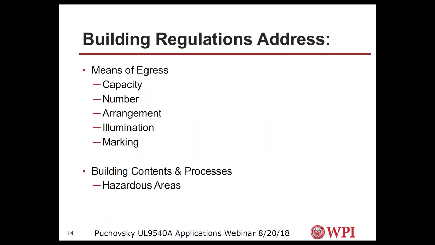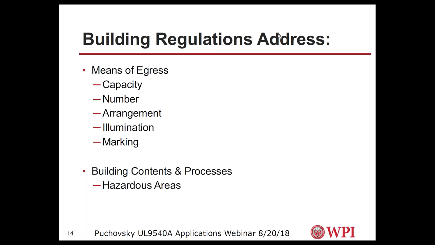They also focus a great deal on means of egress, how the building is arranged so that occupants can get to a point of safety, whether it's to egress the building entirely or to go to other places within the building that are safe. There's also provisions in there to provide for access so the fire service can work their way into the building to fight a particular type of fire.